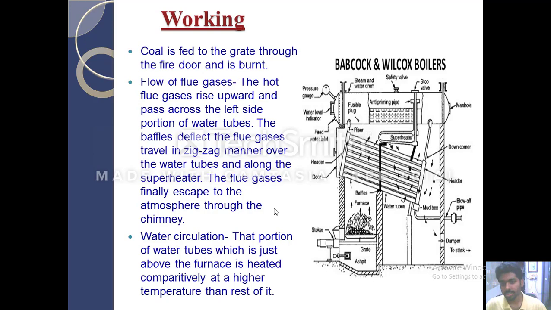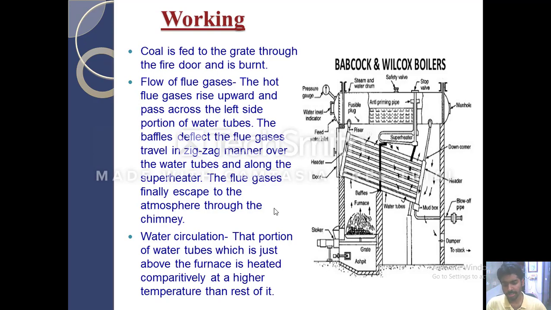Let's look at the working. Coal is fed to the grate through the fire door and is burnt. Flow of flue gases: the hot flue gases rise upward and pass across the left side portion of the water tubes. The baffles deflect the flue gases, which travel in a zigzag manner over the water tubes and along the superheater.